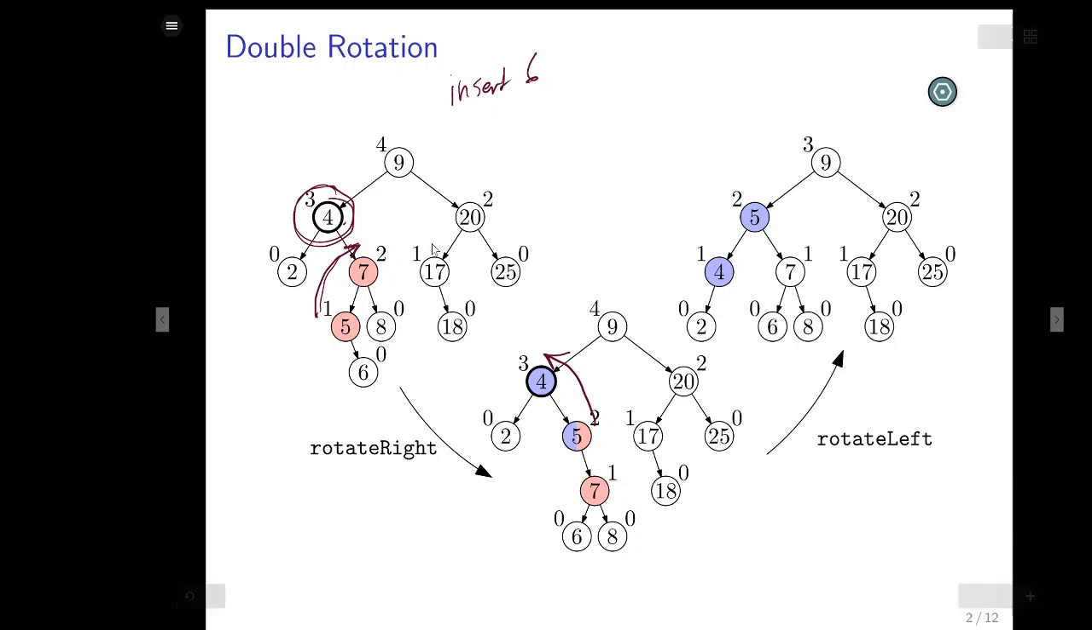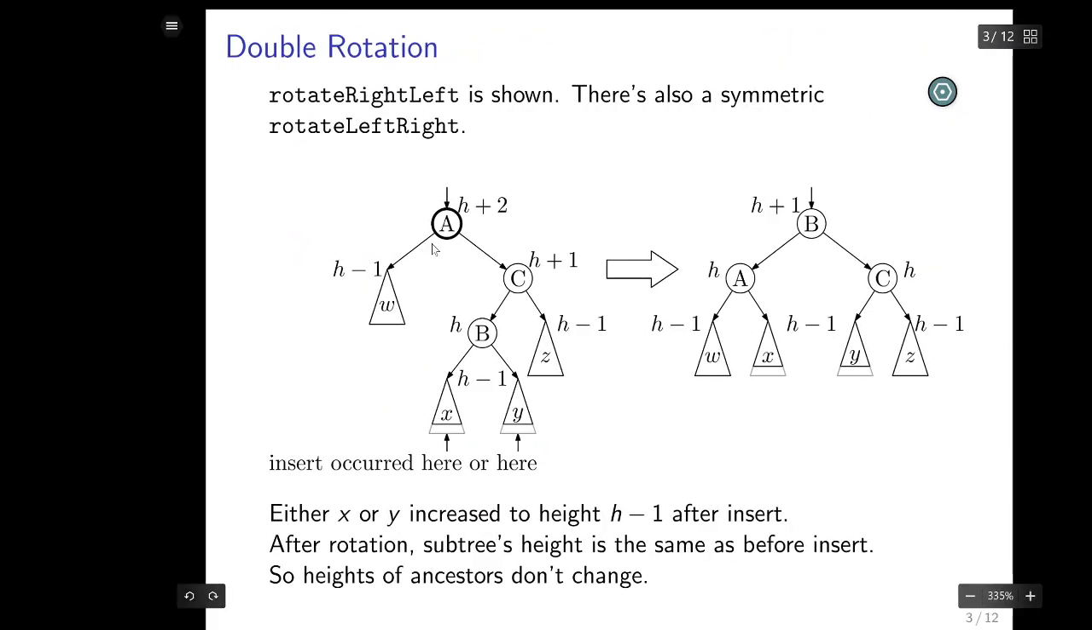And that brings us back to having a tree which is balanced, and the height of that subtree is now restored to what it was before. That's 3. Okay? If you didn't get that, don't worry. Here it is with all those heights stuck onto it.